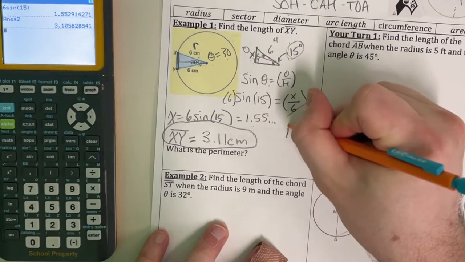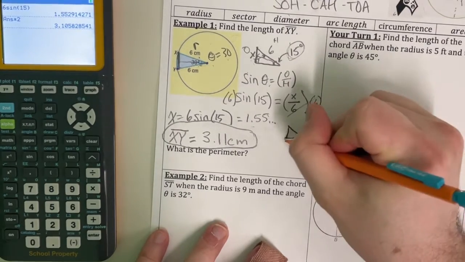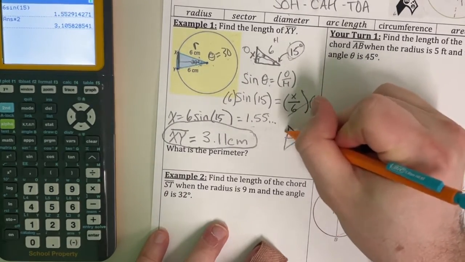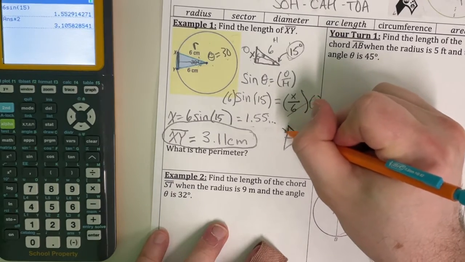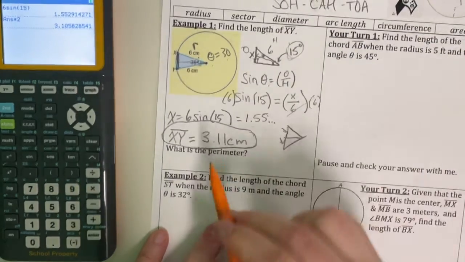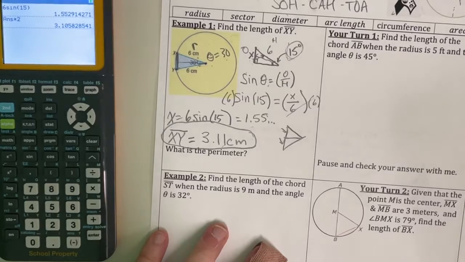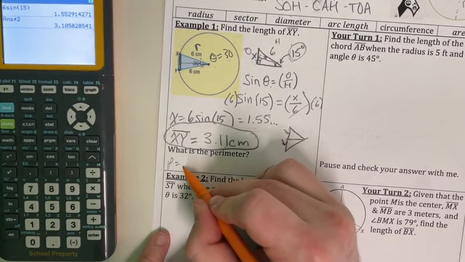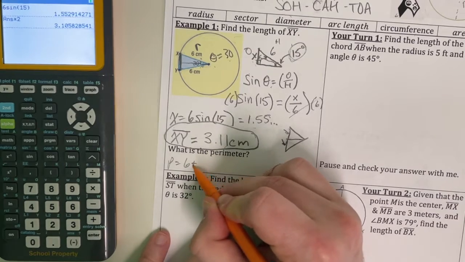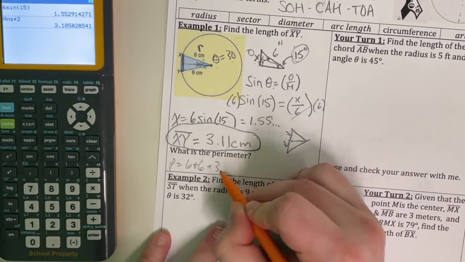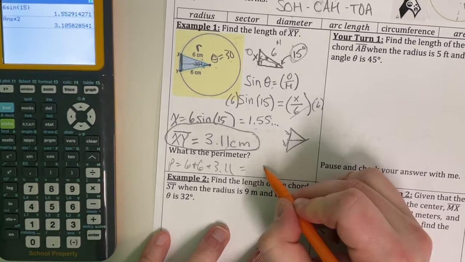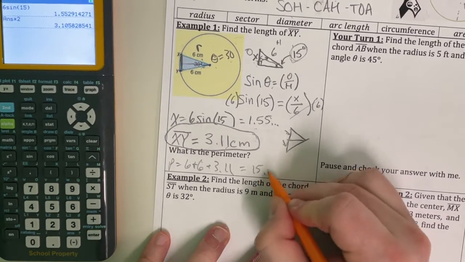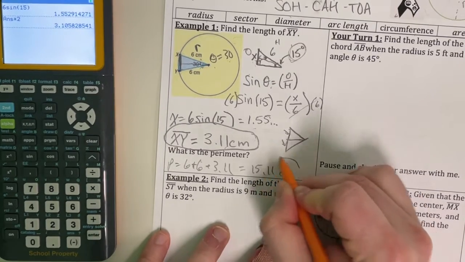I'm talking about this. If I have my right triangle and I have another right triangle, I'm saying that each of these is 1.55, and so 2 of them together would be that amount. And then if I would say what's the perimeter of this triangle, I'd say perimeter P is going to be 6 plus 6 plus that 3.11, which is going to be about 15.11 centimeters.